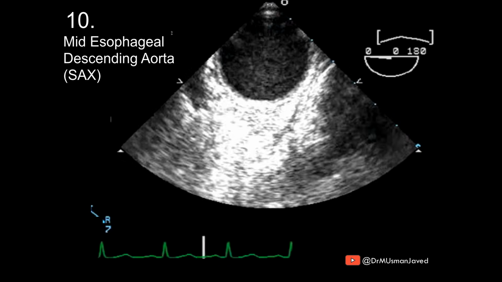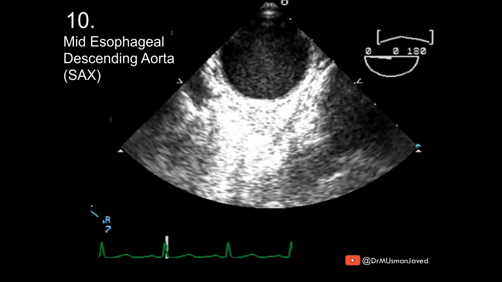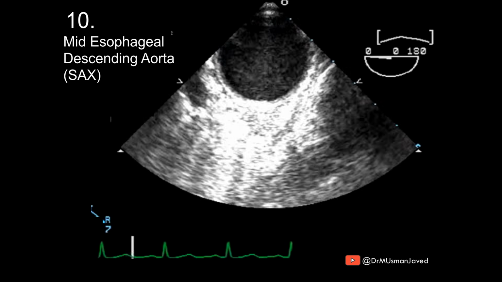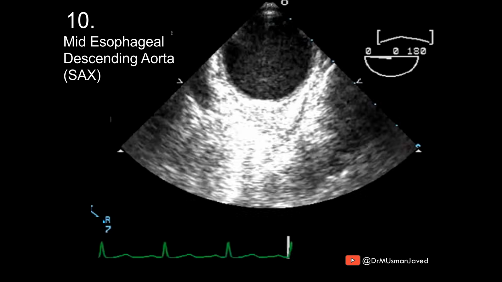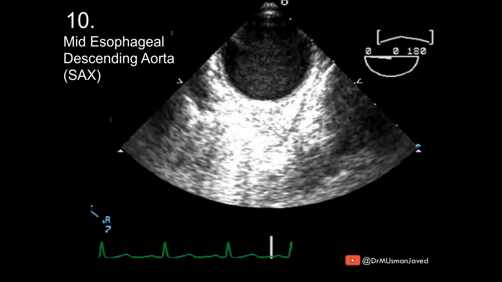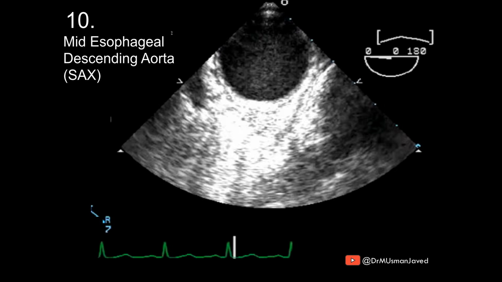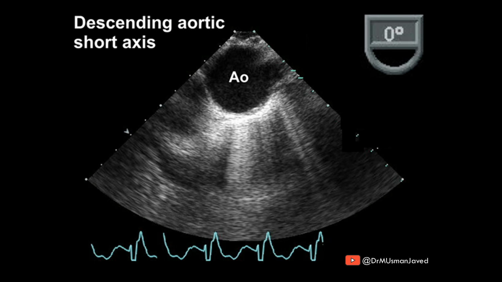Withdraw the probe back to the mid-esophageal four-chamber view and rotate the shaft of the probe to 180 degrees, until the descending aorta comes into view. The depth should be decreased to approximately 6 to 8 centimeters, to maximize the size of the aorta. The probe should be advanced and withdrawn to scan as much of the descending aorta as possible, starting from the proximal descending arch. The short axis of the aorta is visualized and should appear circular.